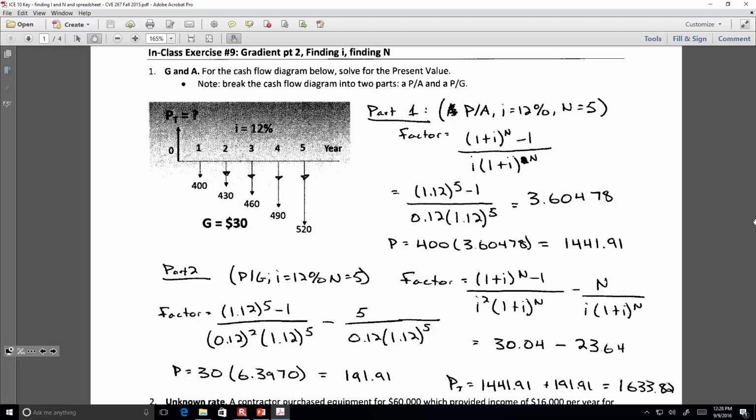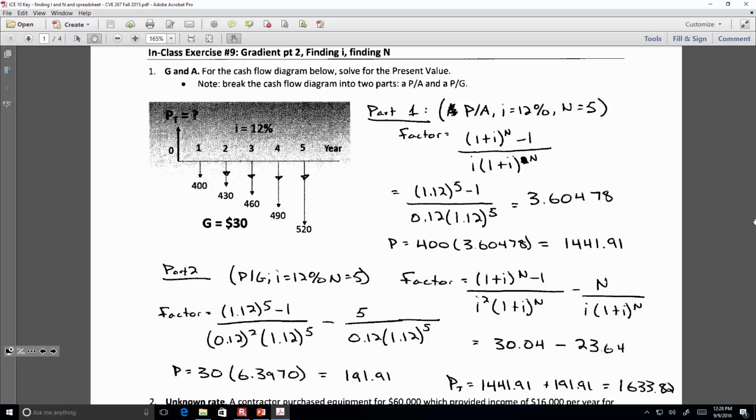The 23.64 is the result of the second expression, and then I combine them here as the factor, 6.3970 multiplied by the 30, and then combine the two present values together is the 1633. So now you've used those ugly equations.